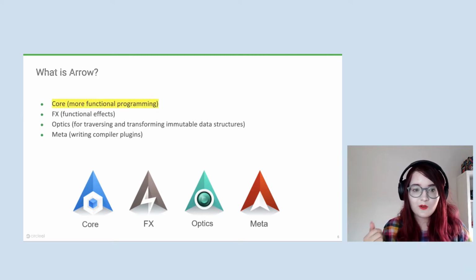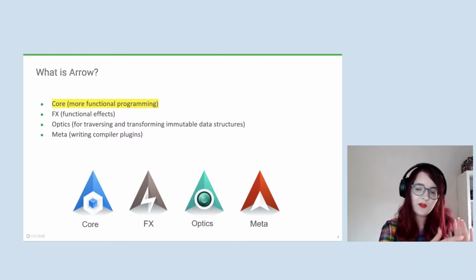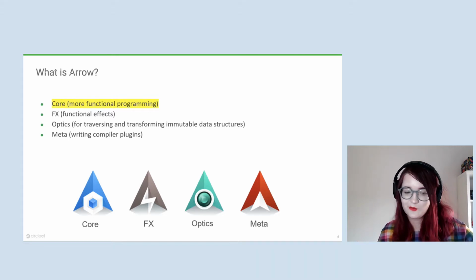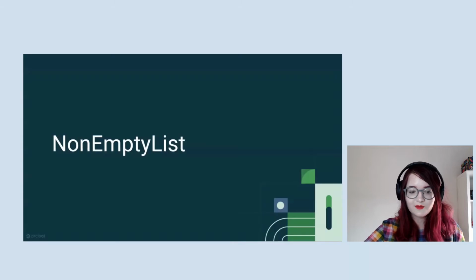Today, we are going to talk only about Arrow core, which adds more functional programming into Kotlin. In Kotlin, we have some elements like map and flatMap, but this library gives us more opportunities to express ourselves. For example, let's start with NonEmptyList.